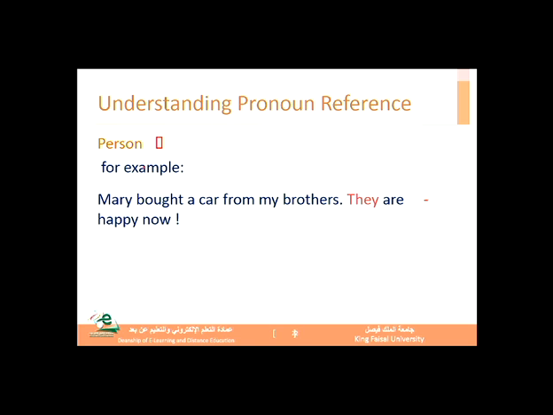For example, Mary bought a car from my brothers. They are happy now. The question is, does the pronoun they refer back to my brothers or Mary?